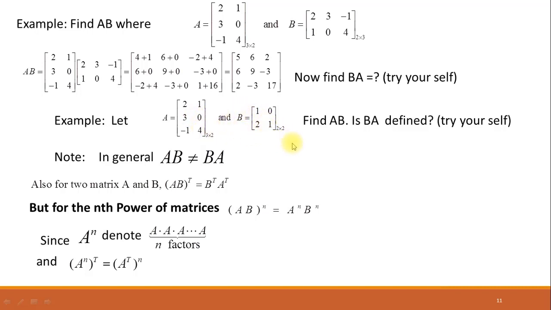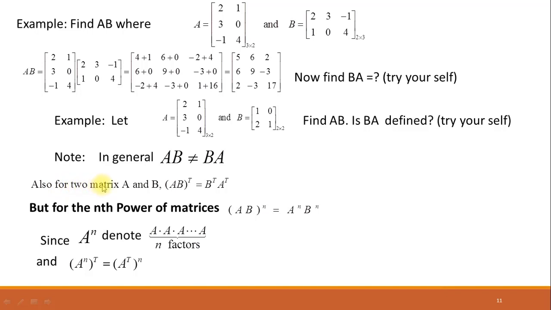Similarly, for BA, check whether the multiplication is possible. For the multiplication of BA, the number of columns in matrix B must be equal to the number of rows in matrix A. Since B has 2 columns and A has 3 rows, BA is not possible. In general, the commutative property with respect to multiplication does not hold for matrices.